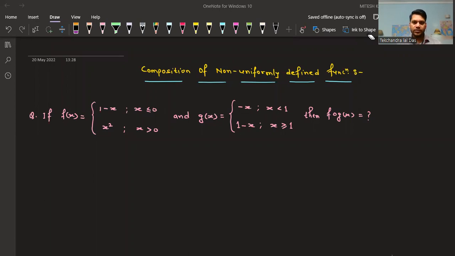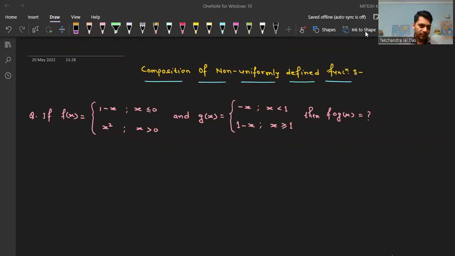In this lecture, we'll discuss the composition of non-uniformly defined functions. Okay, let's take one question. If f(x) equals 1 minus x for x less than or equal to 0, and x square for x greater than 0, this type of function is known as a piecewise defined function. More precisely, it is a non-uniformly defined function. Why non-uniformly? Because for different domains there are different functions.